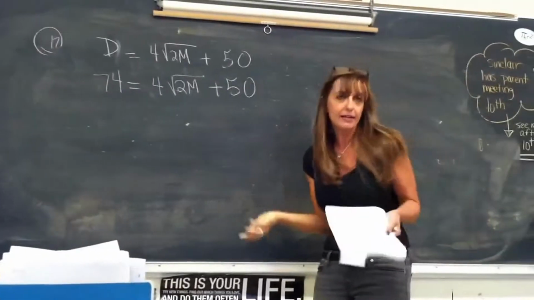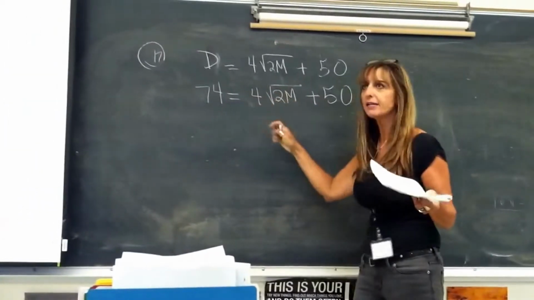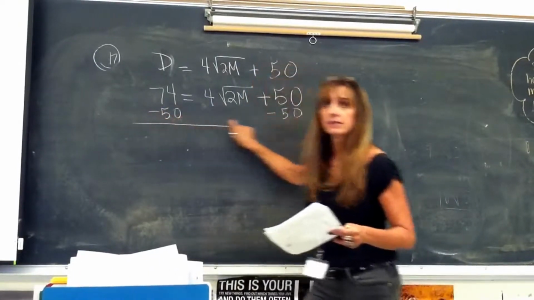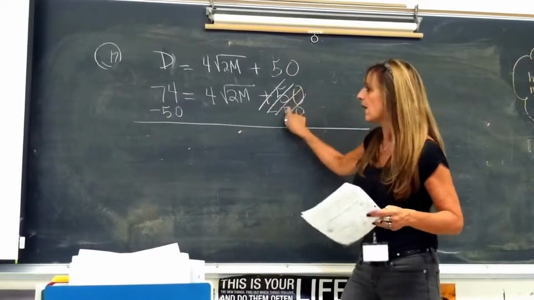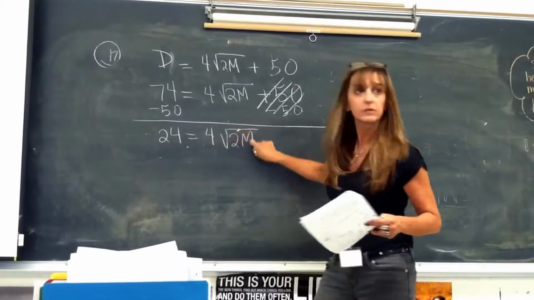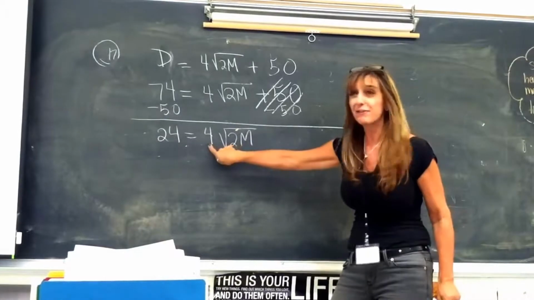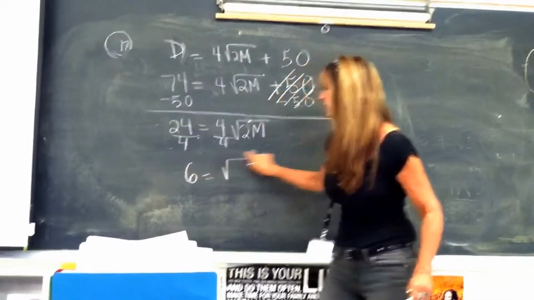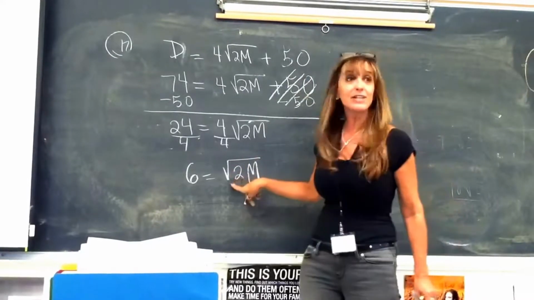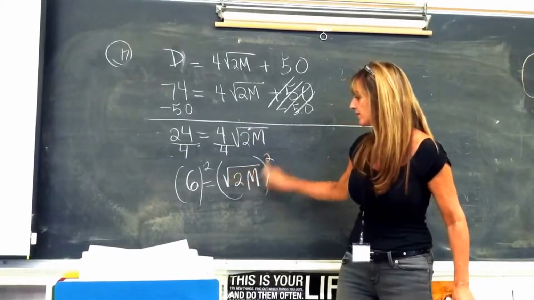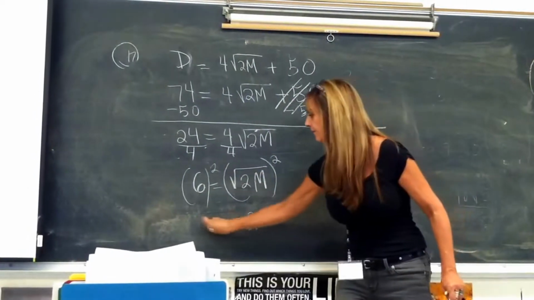Say to yourself, radical equation. Isolate your radical. What do I do first? I'll subtract the 50. Stop me if you get lost. So far so good? Get rid of the 4. Divide by 4. 6. Oh no. And now get rid of the radical. Square both sides. When you square a square root, you're left with 2m equals 36.